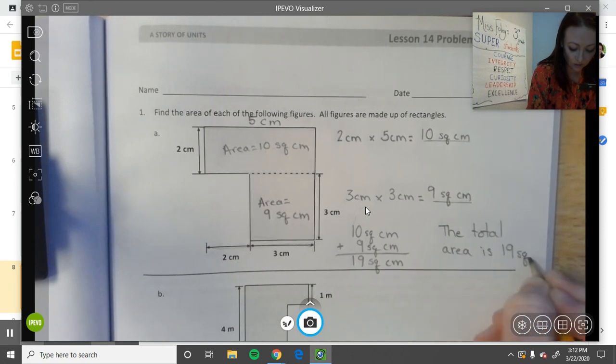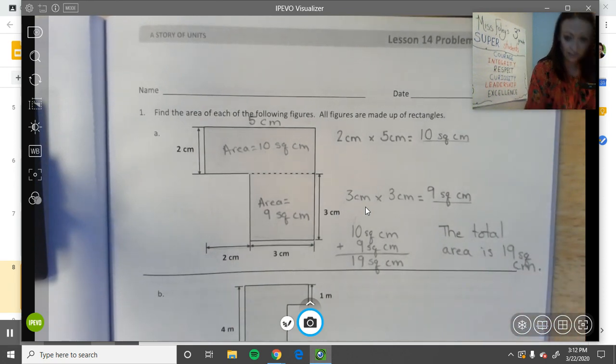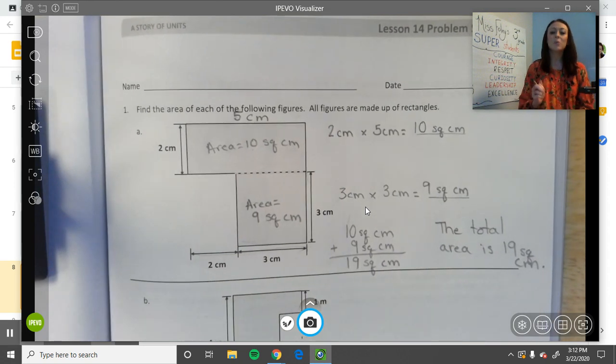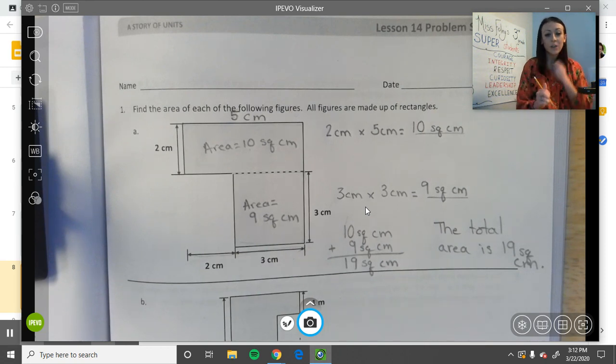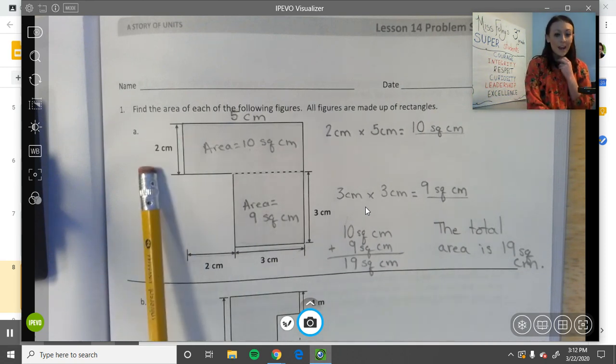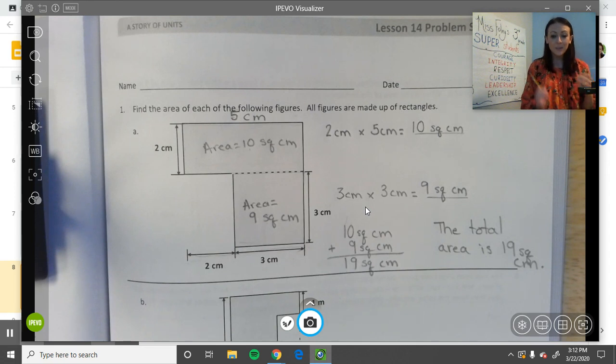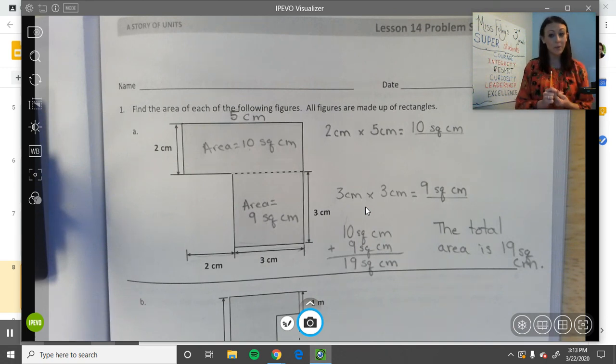19 square centimeters. So if you didn't fill this out while you worked along with me, why don't you pause the video right now and fill this out in your books for number 1A on page 69. And then once you've done that along with me, come back and we're going to do problem number 2 together down at the bottom of page 69. So pause it now if you need to finish filling this one out.